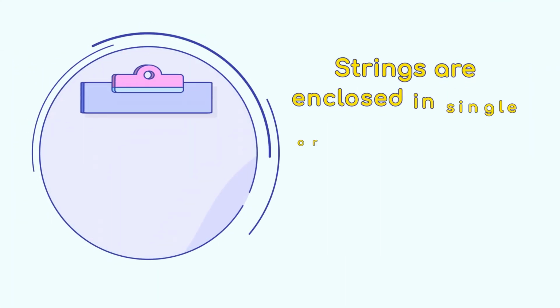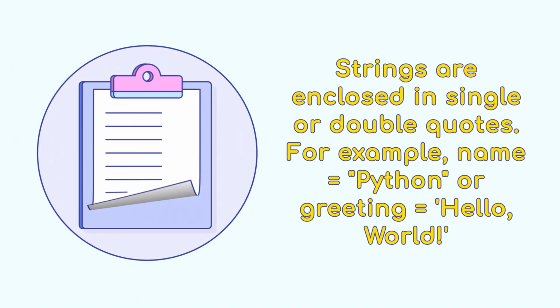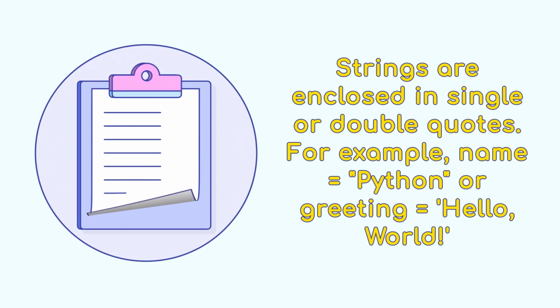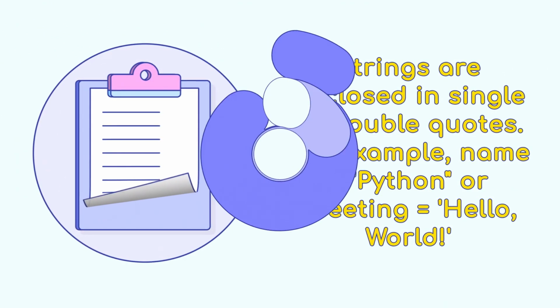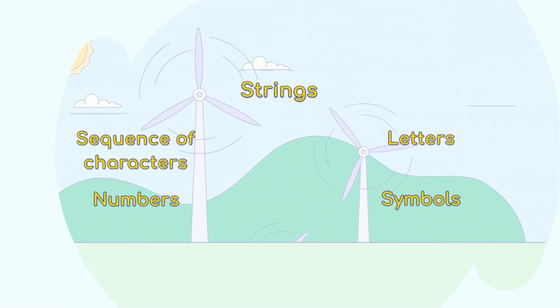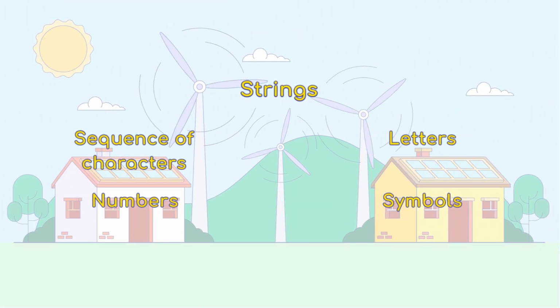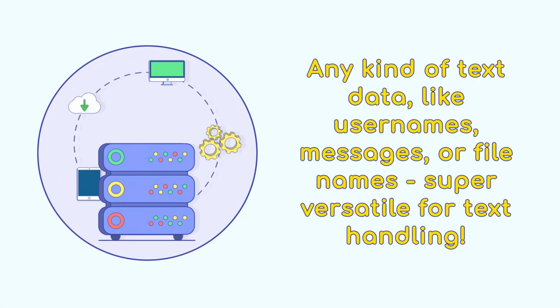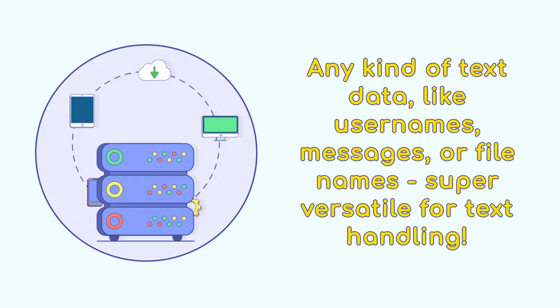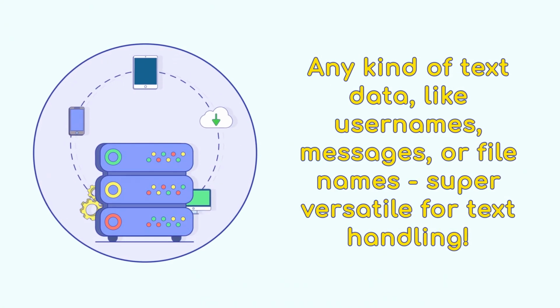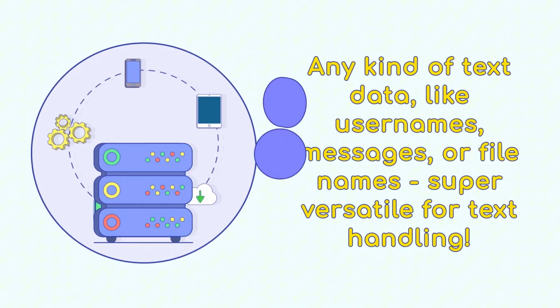Strings represent text and are enclosed in single or double quotes. For example, name = "Python" or greeting = "hello world". You can think of a string as a sequence of characters: letters, numbers, and even symbols. Strings are essential for working with any kind of text data, like usernames, messages, or file names. Python treats anything within quotes as a string, making it super versatile for text handling.